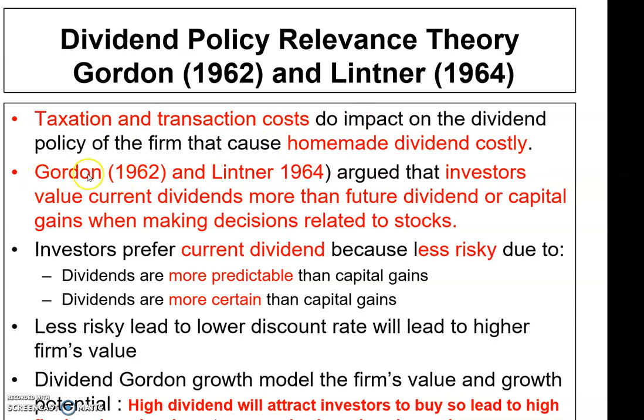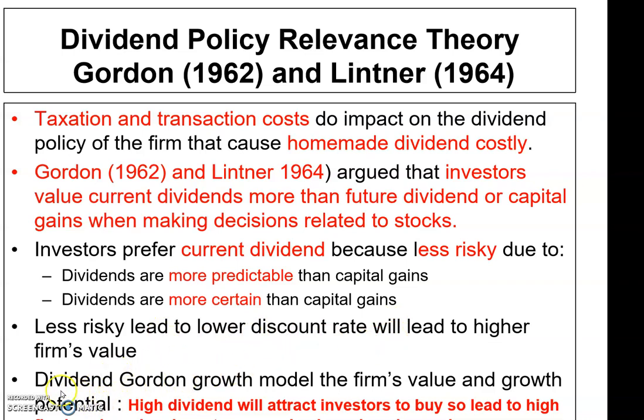According to Gordon 1962 and Lintner 1964, investors value current dividends more than future dividends or capital gains when making decisions related to stock. That means, from this statement, they found that investors prefer current dividend income because it is less risky. Dividends are more predictable and more certain as compared to capital gains. Less risk leads to a lower discount rate, which leads to a higher firm's value.